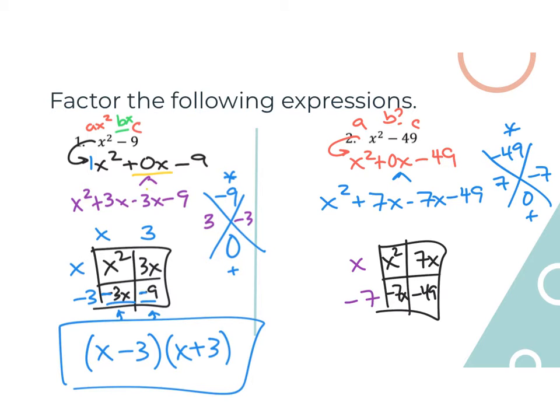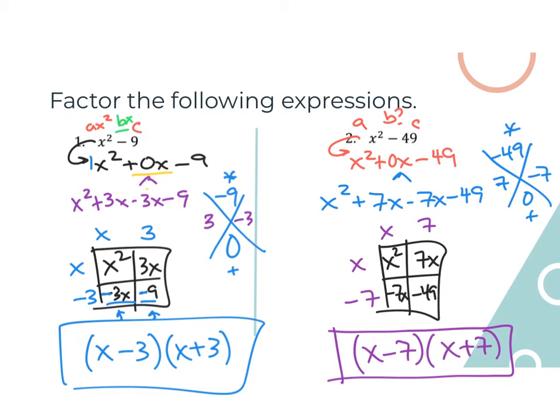The first column has a like term of x, and the second column has a like term of positive 7. So my factors end up looking like x minus 7 and x plus 7. Are you starting to see a pattern yet? Okay, let's move on. Let's look at a few more.